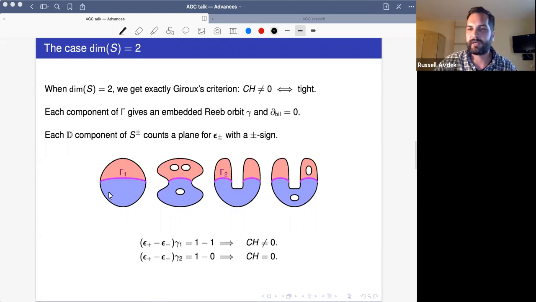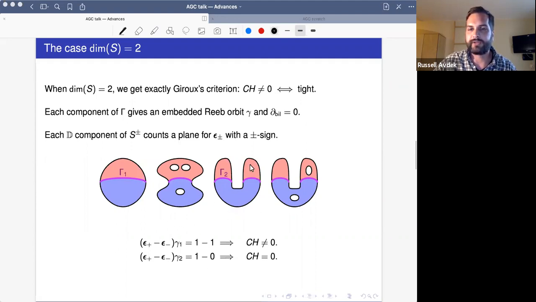So I'll work through a couple of examples here. The first is if I just take the 2-sphere with the dividing set just being the equator, then each disk component contributes a holomorphic plane. And we count the positive region with a plus sign and the negative region with a minus sign, and those cancel out to be 0.